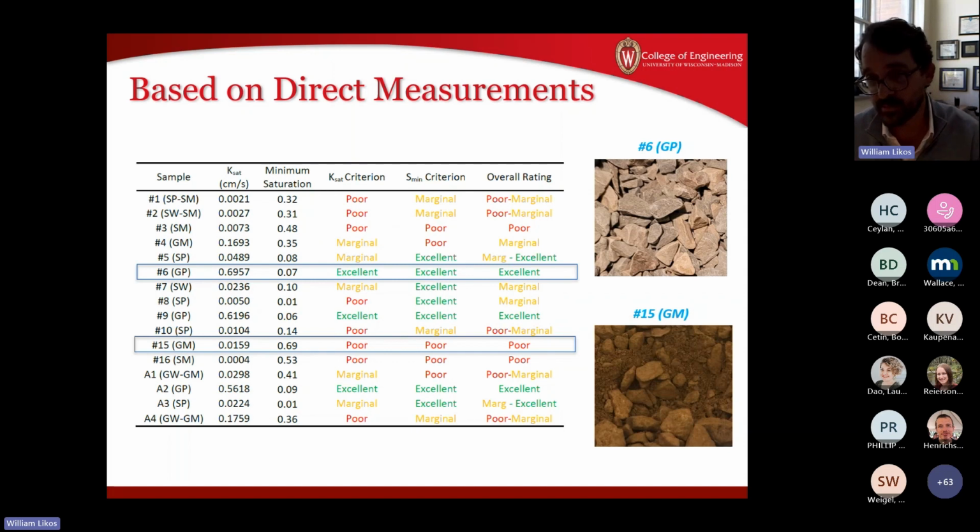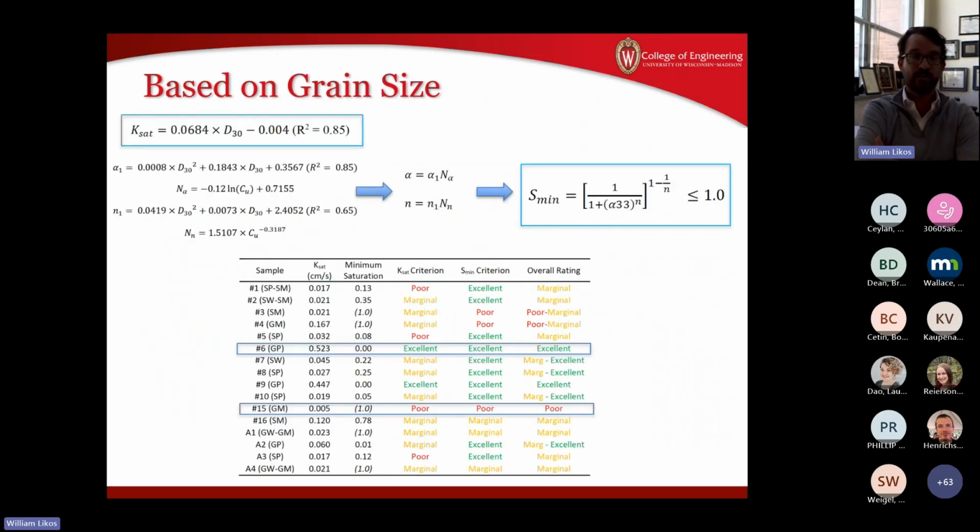So it would take direct measurements of both the hydraulic conductivity function, or the saturated hydraulic conductivity, and the soil water characteristic curve to develop this table, which is not often done. Hydraulic conductivity may or may not be measured. Soil water characteristic curves, I would say, would be rarely measured in practice. They take a lot of time and expertise, and so there's motivation to explore these empirical relations. The first of which, if we say, okay, let's just use grain size.